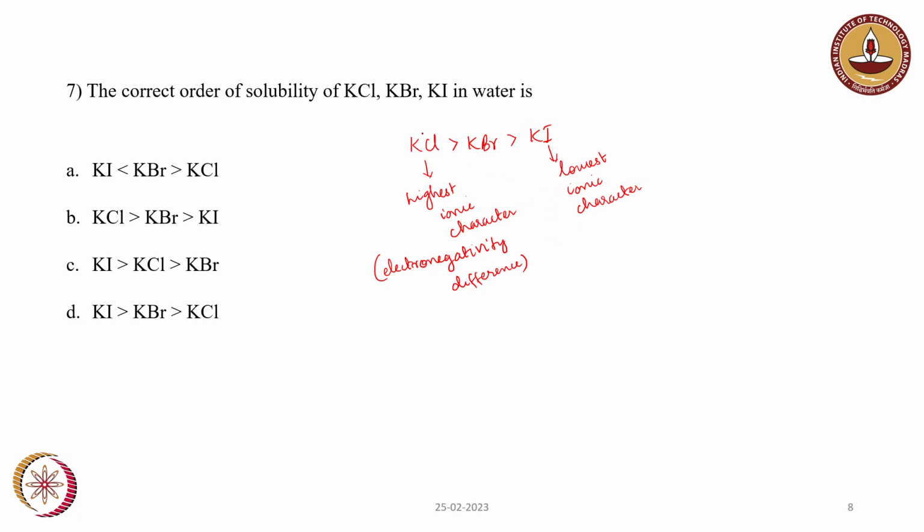So KCl will form ionic solids, and the order of lattice energy will be the same order. If a molecule has high lattice energy, it means that the molecule will be highly stable and less soluble. So the order of solubility will be the reverse order.